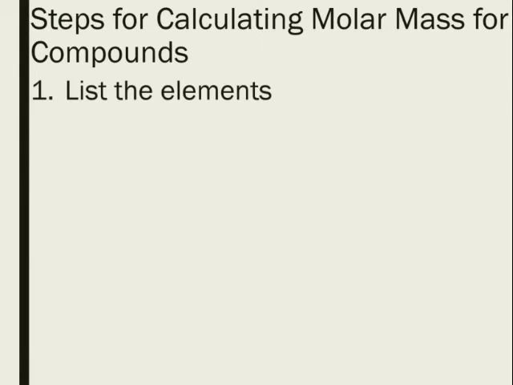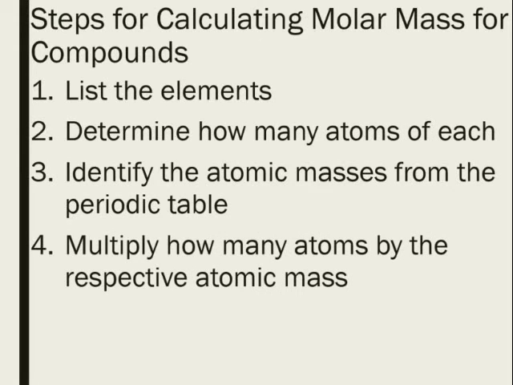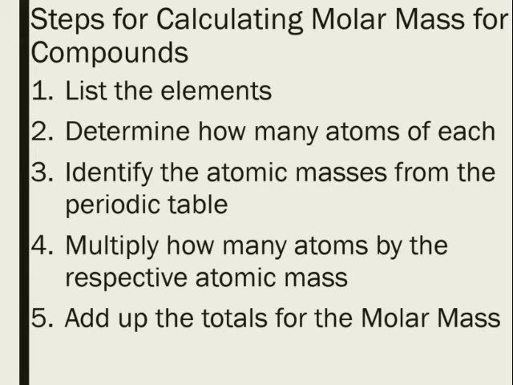All right, so here's a list, a protocol, of instructions for calculating the molar mass. First, list the elements. Figure out exactly what elements you have in that compound, and then determine how many of said atom you have. Figure out the atomic masses of each of those elements. Simply use your periodic table, and then multiply how many atoms you have by their respective atomic masses. Once you've done that, add up the totals.